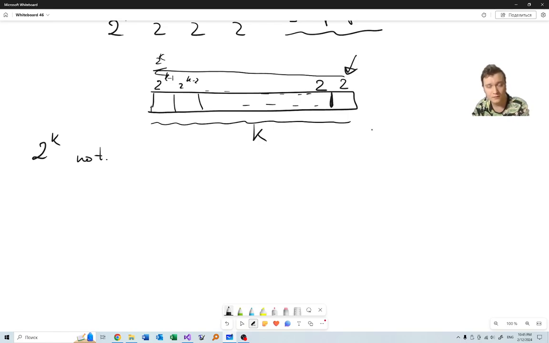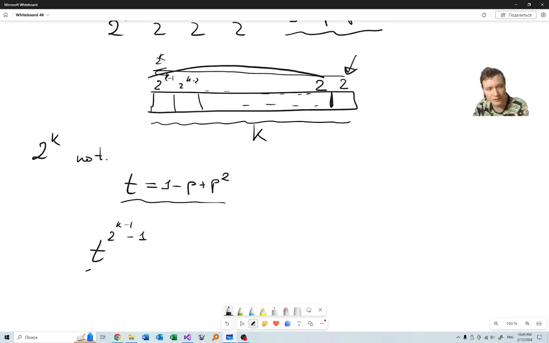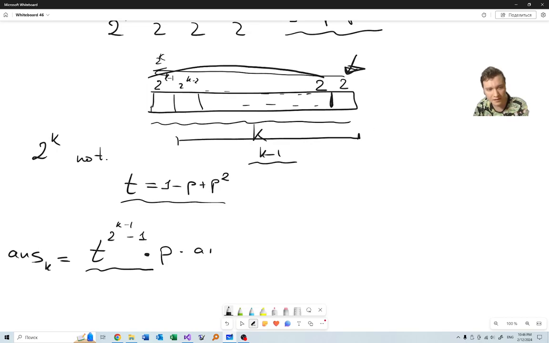So the first possibility. Let's calculate. Let's say that t equals 1 minus p plus p squared. And this is the probability to get a 2 without failures. So first of all, I needed to collect 2 to the power k minus 2 without failures. So this is simply t to the power 2 to the power k minus 1 minus 1. I need to get this. Then I need to always get exactly p. And now I simply have a game with k minus 1 blocks. So ans k is this times ans k minus 1.